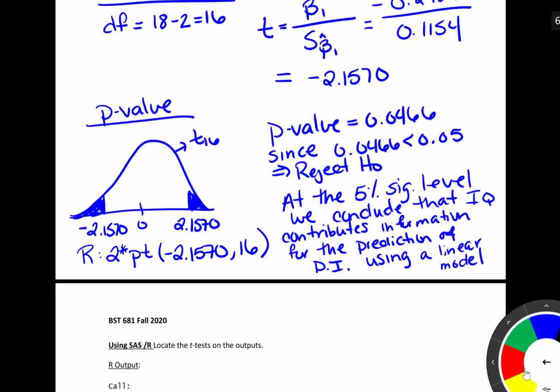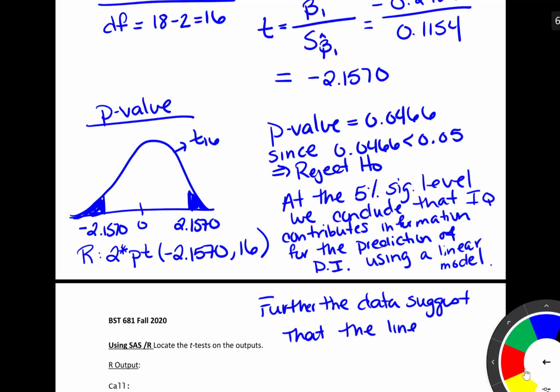And I'm running out of space here, so I'm just going to move down to the next page. And we can say further, the data suggest that the linear relationship is negative. And this comes from the fact that the slope was negative.